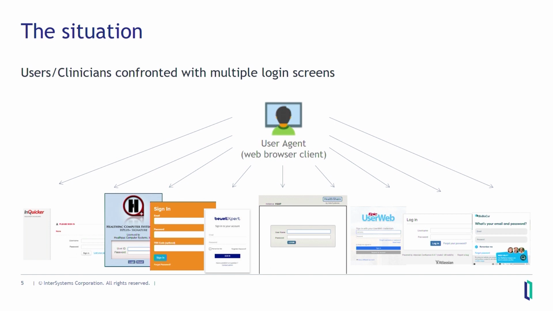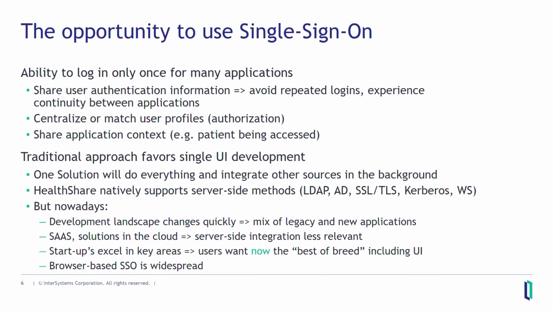All these login screens all across, and whenever I go from A to B, or I need to change the application I'm working with, I have to type a new login. This is annoying. This is a waste of my time. I don't want to have to do that. And this is where we see the opportunity to use single sign-on. So single sign-on features would allow you to log in only once for all of these applications.